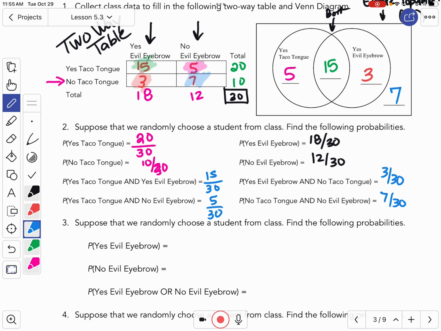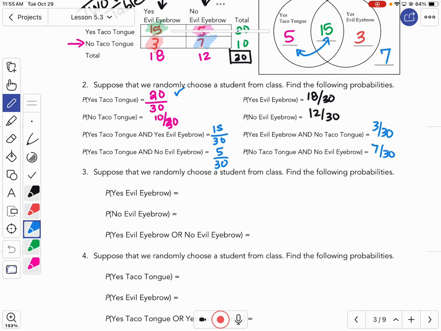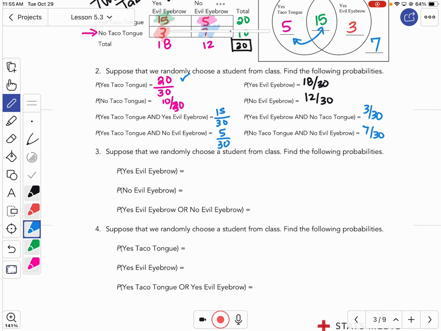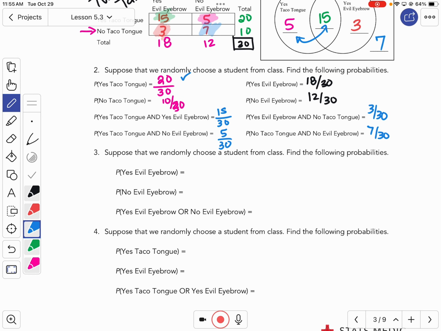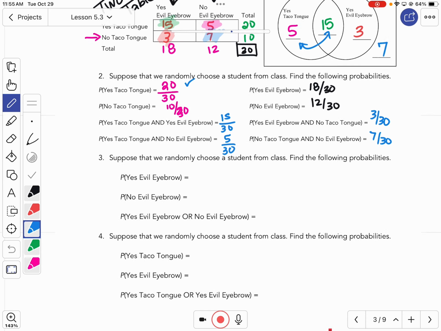Okay. If we go back to that first one where it says yes to the taco tongue, even the ones in the middle are yes to the taco tongue. So that's where I did 15 plus 5 and got that 20 right there. So you can do it from the Venn diagram. Well, now let's make it a little more interesting. It says, suppose that we randomly choose a student from class, find the probabilities that they are yes to the evil eyebrow.